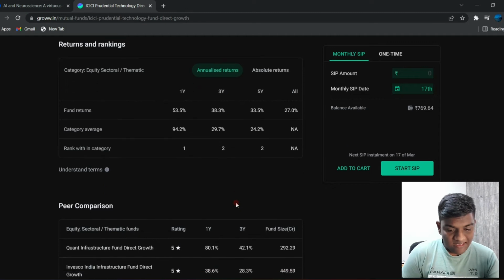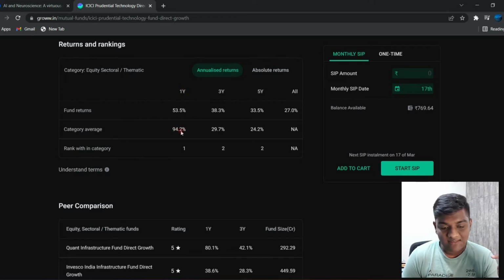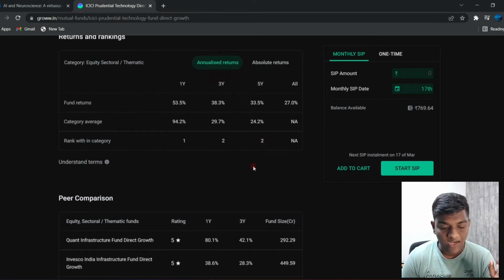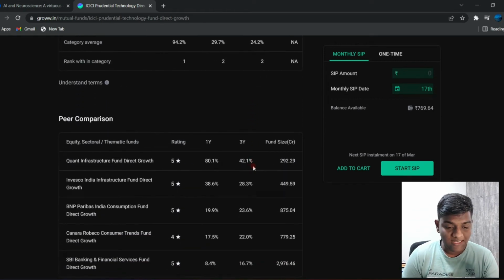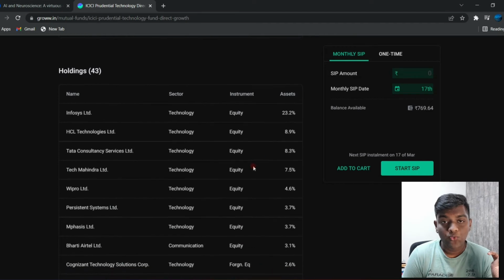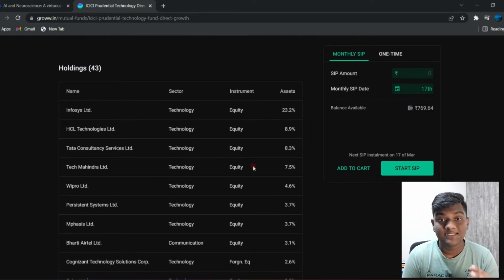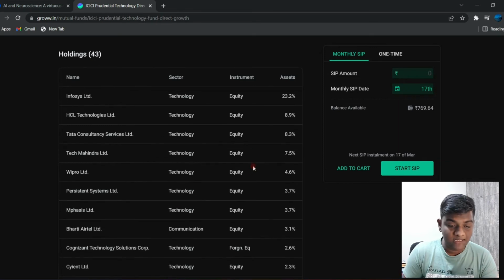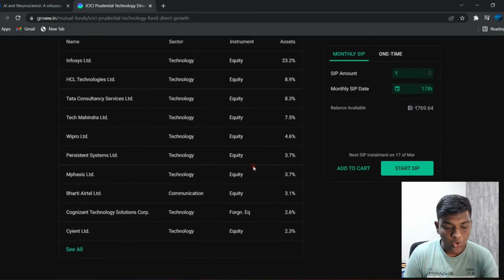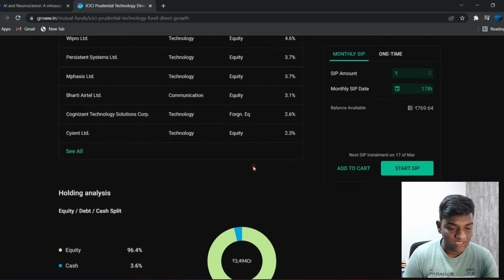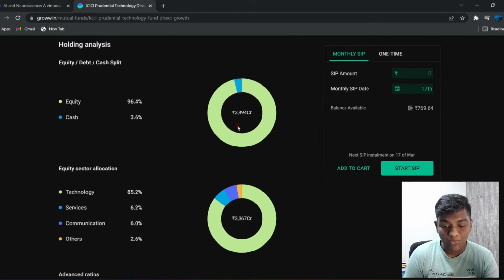So these are returns and rankings. So the 1 year fund returns and category average in this mutual fund has been the first, and in 3 years and 5 years it has been the second rank holding on the sectorial one. So here are peer comparisons, and here you could actually see the holdings. So which stocks does this mutual fund hold? So it holds 23% in Infosys. So this is technology based, right? So all technology company, Airtel, Reliance, those company. So it holds almost 90% of its holdings in equity and maybe 10% in debts.